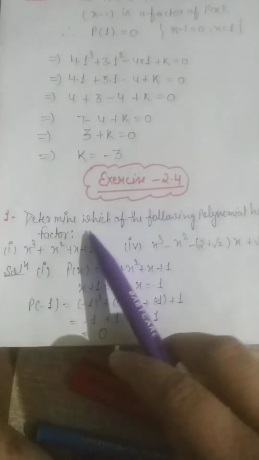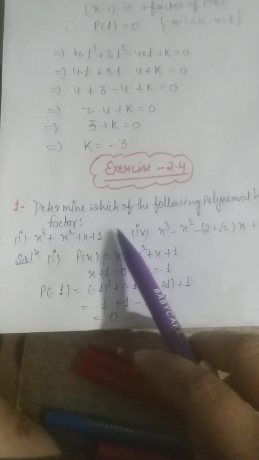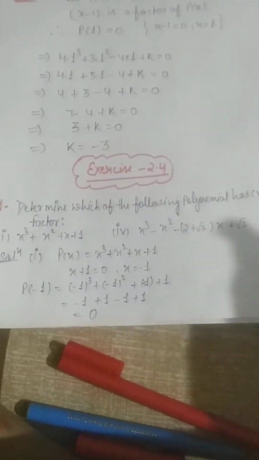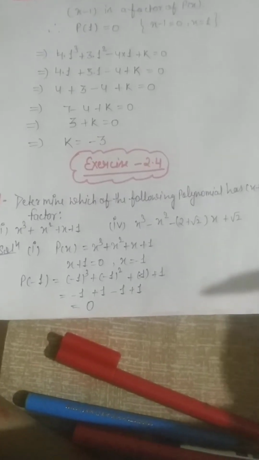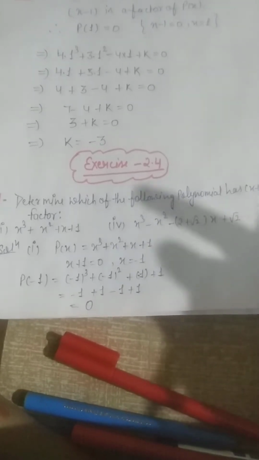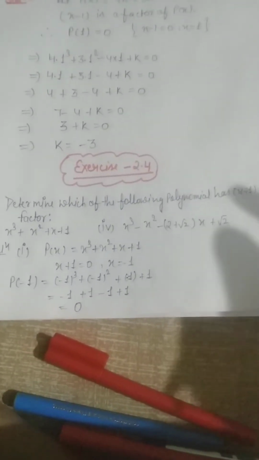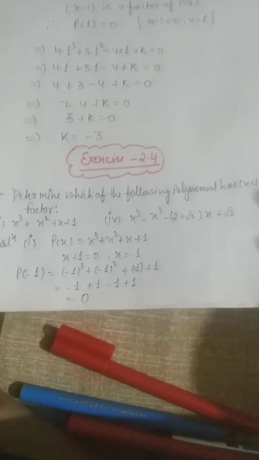Exercise 2.4. Determine which of the following polynomials has x plus 1 as a factor. So many polynomials are given. You have to check whether x plus 1 is a factor of these polynomials or not. At last, if we get 0, it means x plus 1 is a factor. And if 0 does not come, it means x plus 1 is not a factor of that polynomial.